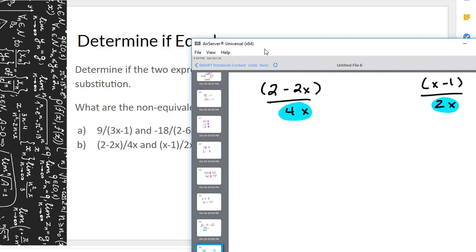Well, rational expressions don't have to be multiplied by the same number. They can also be divided by the same. So 4x divided by what would equal 2x? Well, that's divided by 2. So what happens if we divide 2 minus 2x by 2? Well, it should equal x minus 1 if these are equivalent. If it doesn't equal x minus 1, that means that these aren't equivalent. So 2 minus 2x would be 1 minus x. Okay, so it looks like when we divide it by 2, it equals 1 minus x, not x minus 1. Therefore, these are not equivalent.